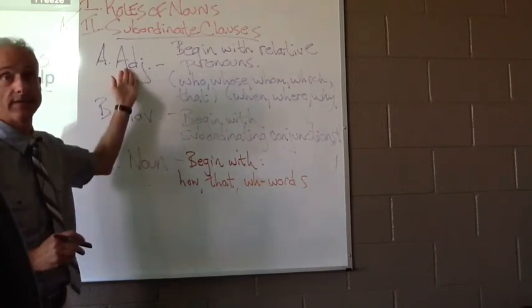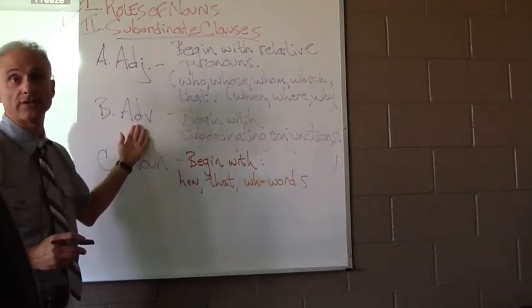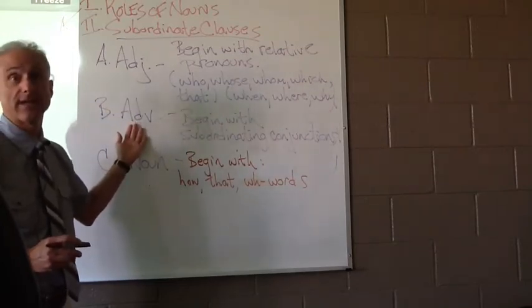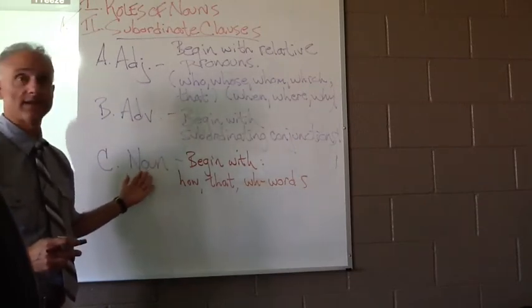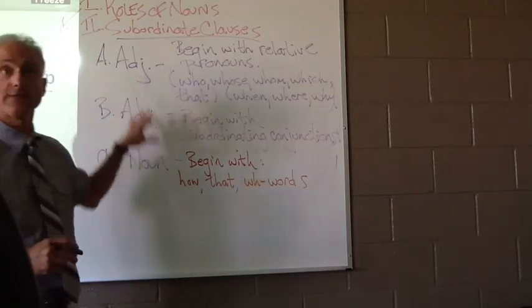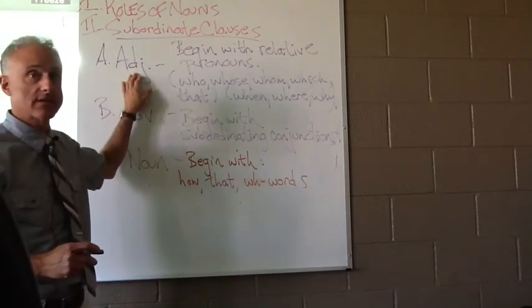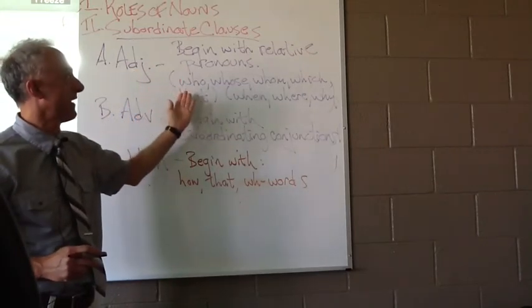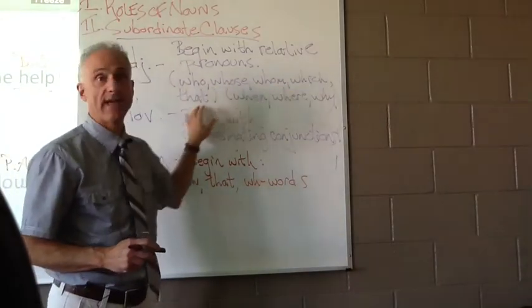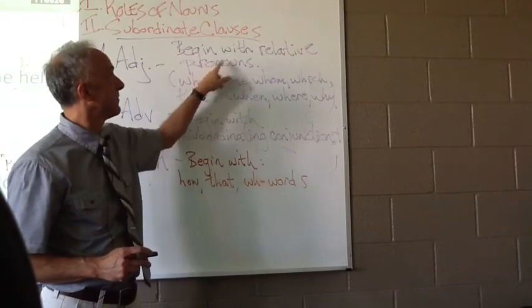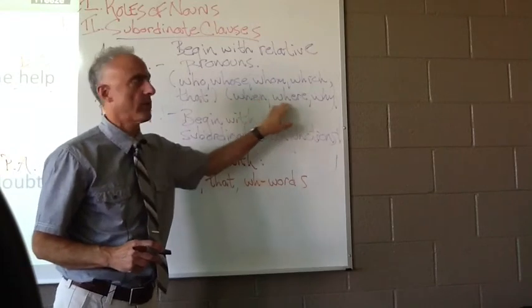Is it describing a quality of a noun? It's an adjective. Is it describing another adjective or verb or adverb? Then it's an adverb. Is it acting like a thing of some sort? All right? Then it's a noun. So how it functions, but also by what it starts with. Adjective clauses start with very particular words: who, whose, whom, which, that. Those are relative pronouns. But they can begin with relative adverbs: when, where, why.